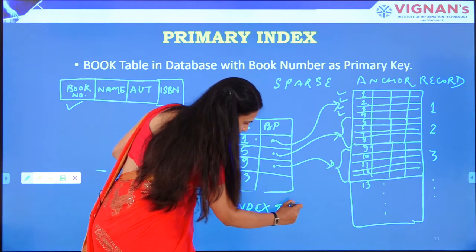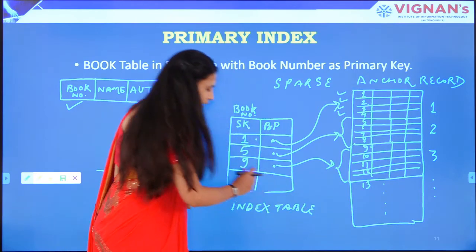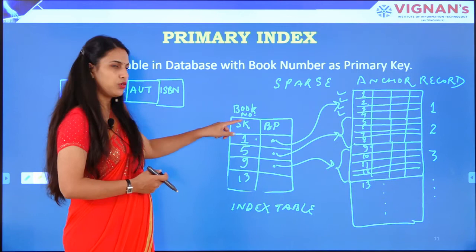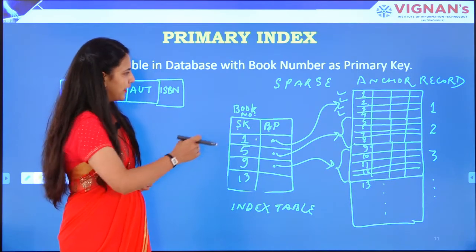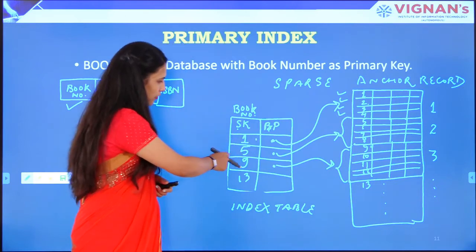index table. We created an index table with two columns, search key and block pointer. For individual block, we kept only one entry.